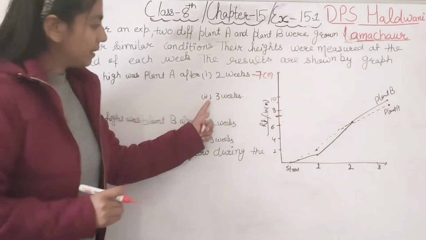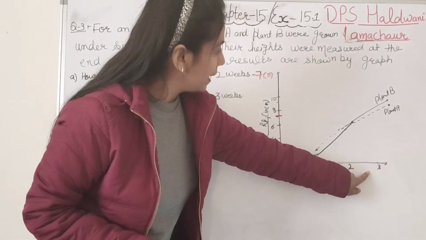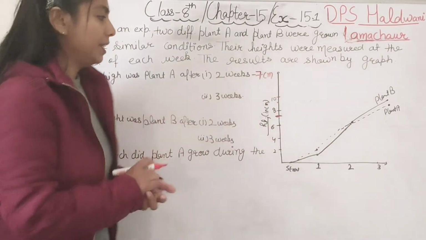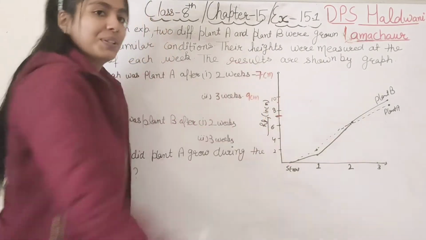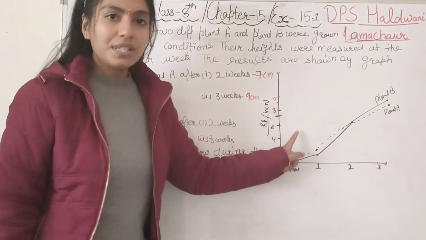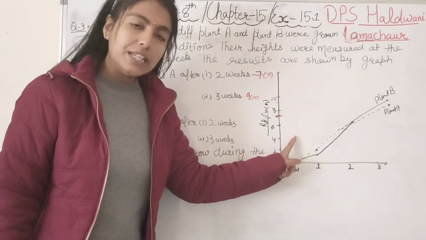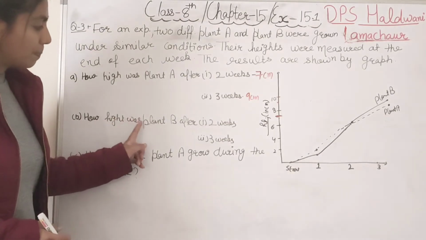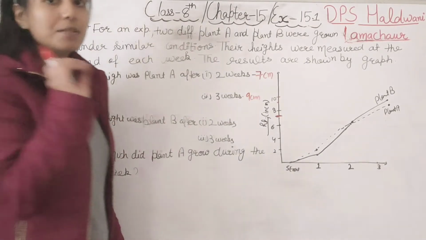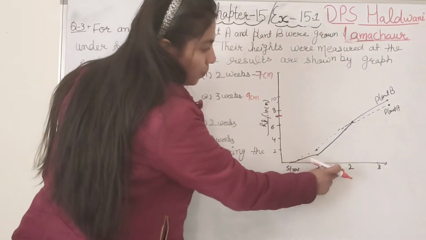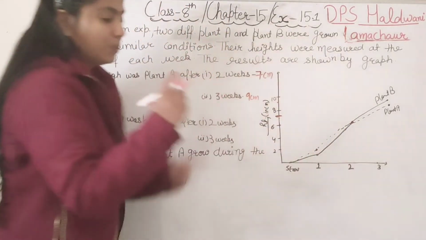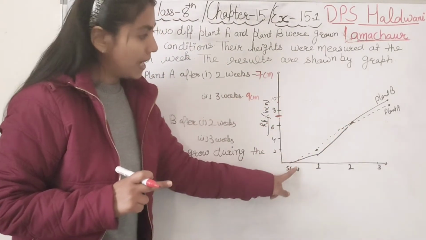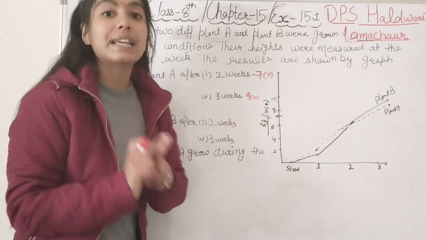Right, student? Now in the third week, here is the third week, student. It is plant A, yes, it is 8 or 10 middle point, it means 9 centimeter. Got it, student? It is very difficult to see from here, but you can check from your book also. Okay. Now B part, how high was plant B after 2 weeks? Now plant B, solid line. Solid line after 2 weeks, similar point, student. Both the plants meet at the same point, means at 7. It means after 2 weeks, plant A and plant B height is the same. That is 7 centimeter.